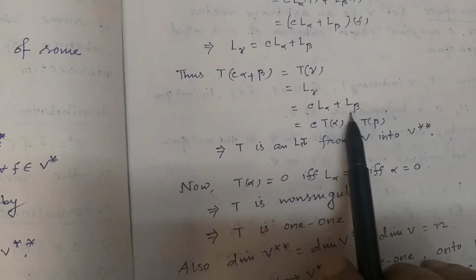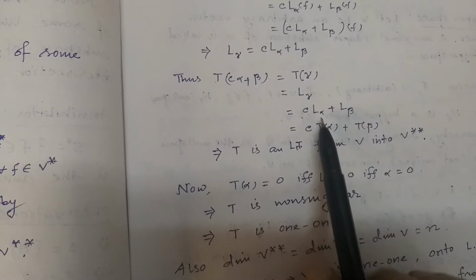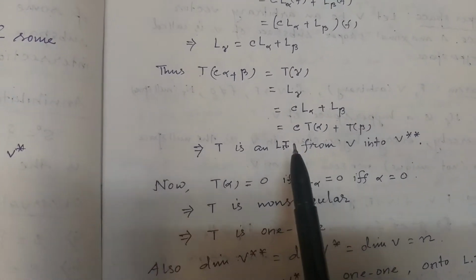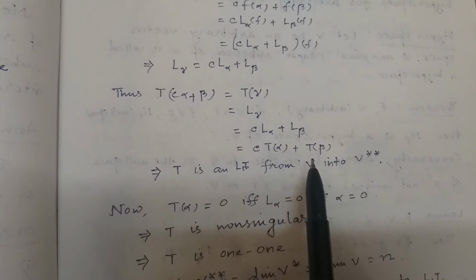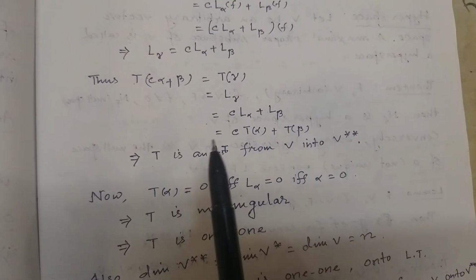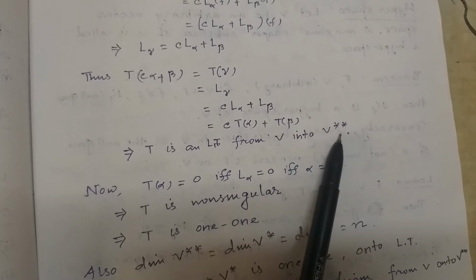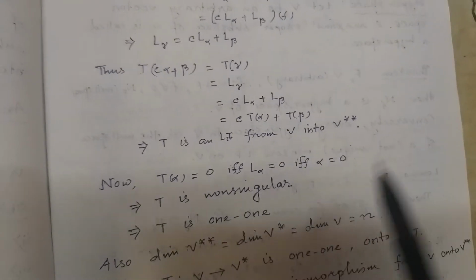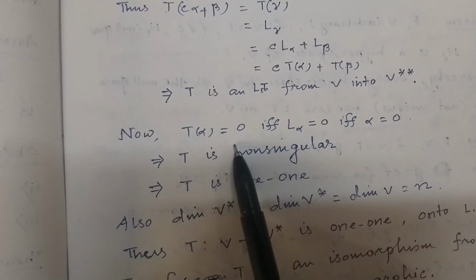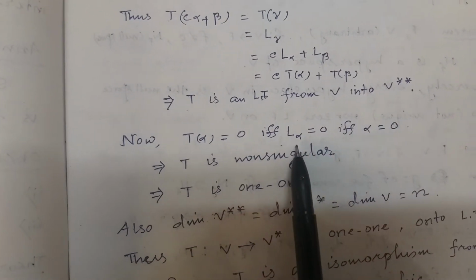Our target is to prove this: c times L alpha plus L beta, that is equal to, since L alpha means T of alpha, c times T of alpha plus T of beta. This implies T is a linear transformation from V into V double star. Next we will check T is one-one and onto. Now T alpha equals 0 if and only if alpha equals 0.